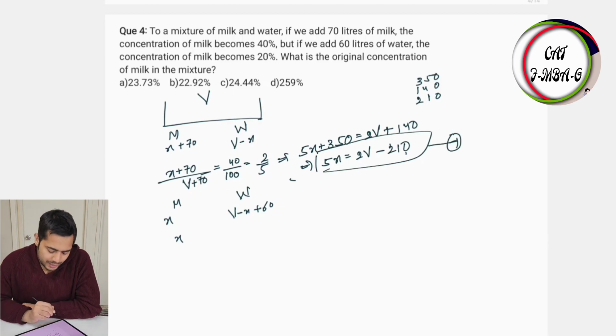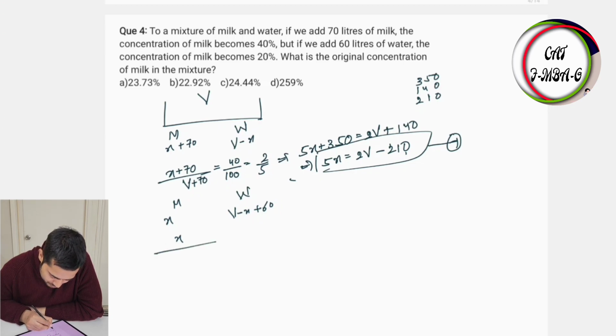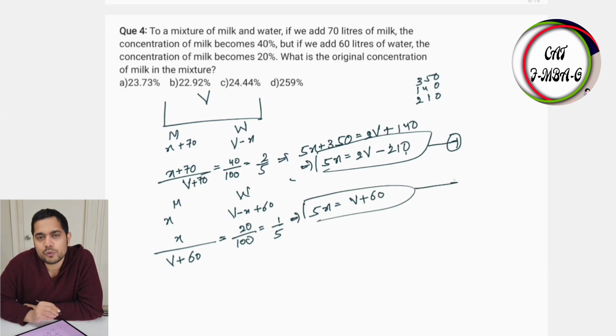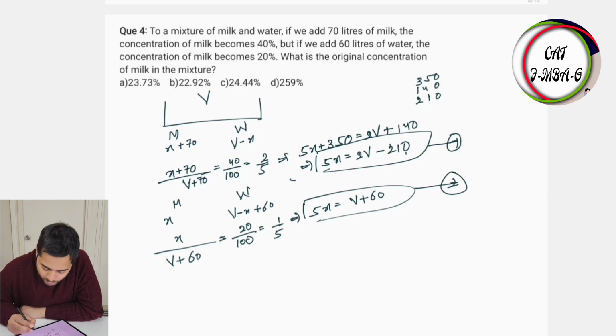Okay. And if we add 60 liters of water, the concentration of milk becomes, now it should be V plus 60. Milk becomes 20%, 1 by 5. That implies 5x is equal to V plus 60. This is equation number 2. So you can easily equate equation number 1 and equation number 2.